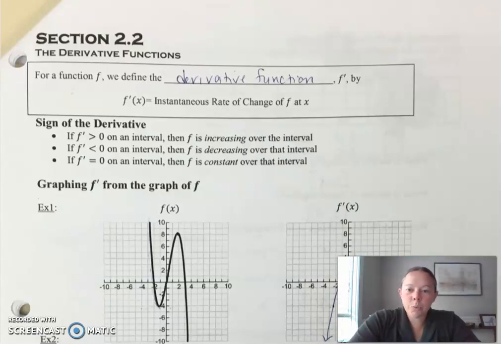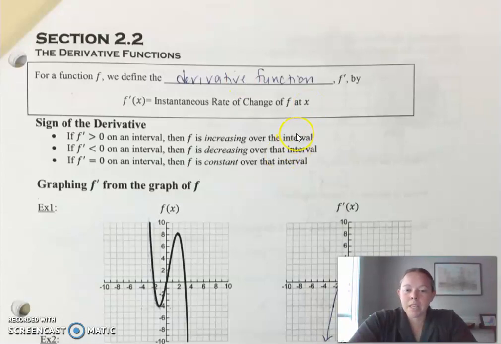Hello, this is section 2.2 in Calc survey, and we're going to continue our discussion of derivatives. I know that's a new term, but just to emphasize again, for a function f, we define the derivative function. So notice this new notation, f prime of x, equals instantaneous rate of change. And that's the same as the derivative. And remember the other phrase, slope of the tangent line. So that's when we're talking at a specific point.